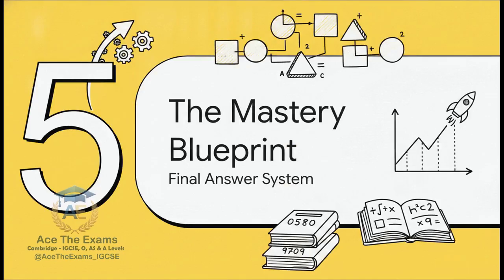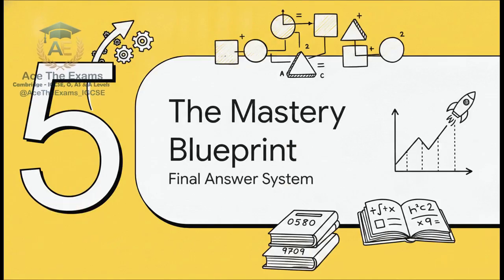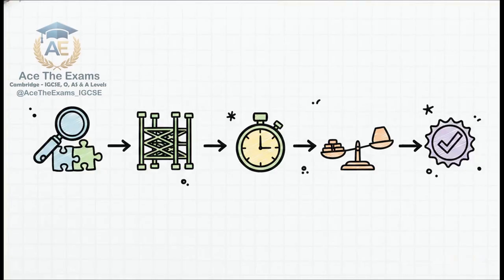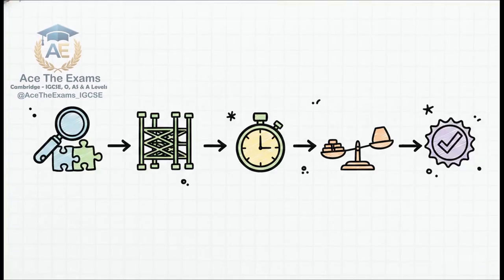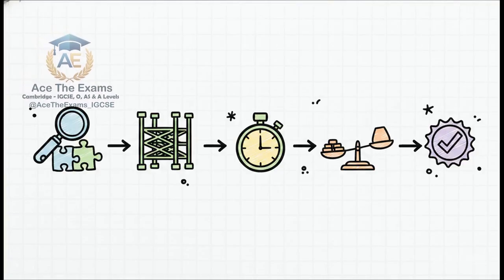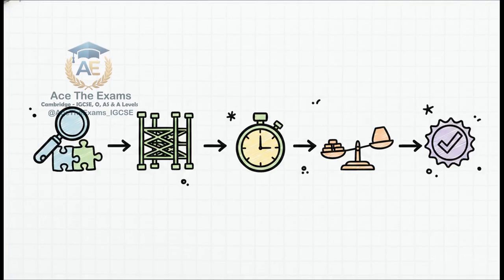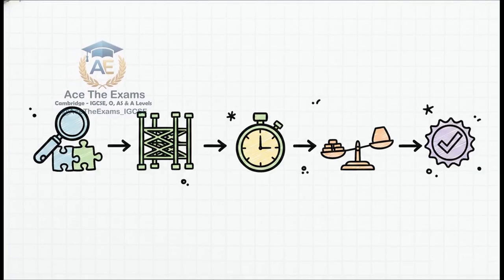Section 5. We have arrived at the Mastery Blueprint. This is your final answering system. To ensure your final cut on exam day is absolutely flawless, you must adopt the systematic processing. This is the complete system that guarantees top marks if you follow it religiously. Let's break down this 5-point blueprint. First up, command word decoding.